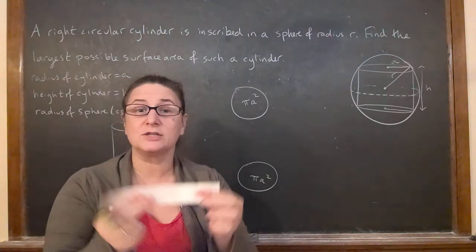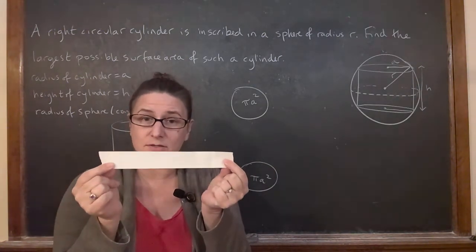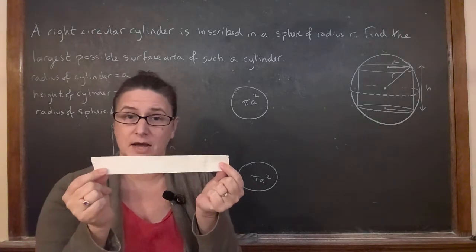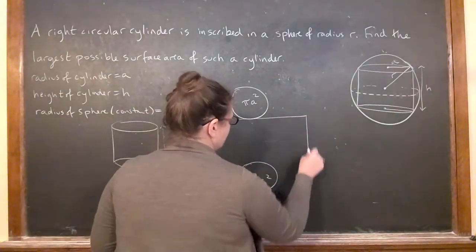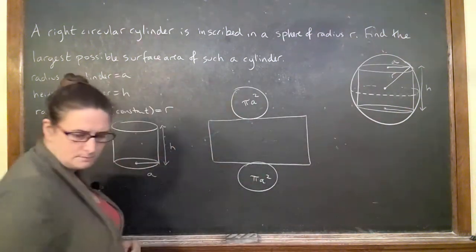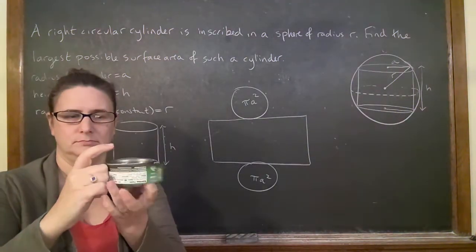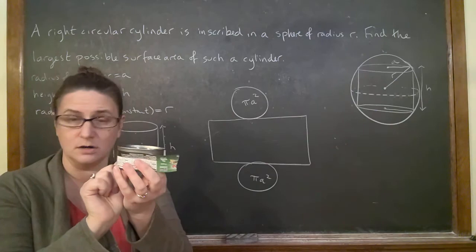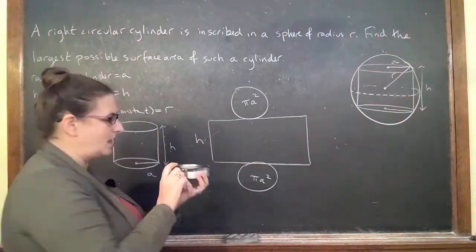Yes, and I have a strip, right? I have a rectangle. So this rectangle is what happens when you cut and unroll the side of the can, of the cylinder. So here's my rectangle for cutting it and unrolling it. Now, it's very clear that the height of the cylinder is one side here. But what's the other side?